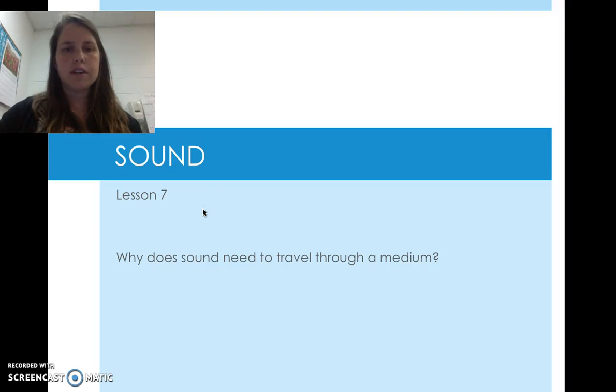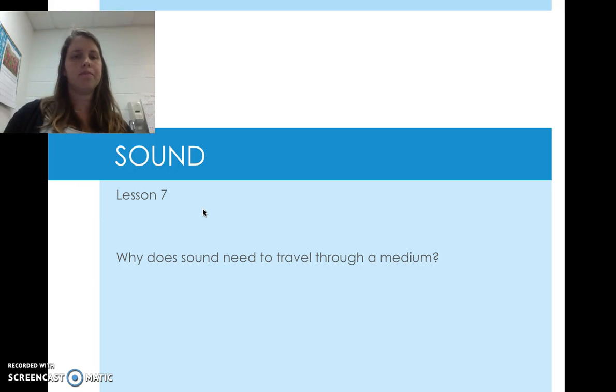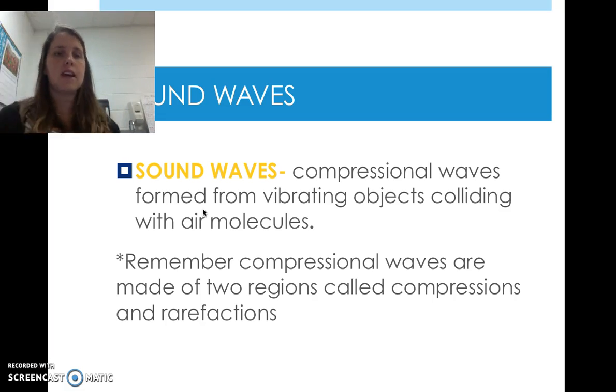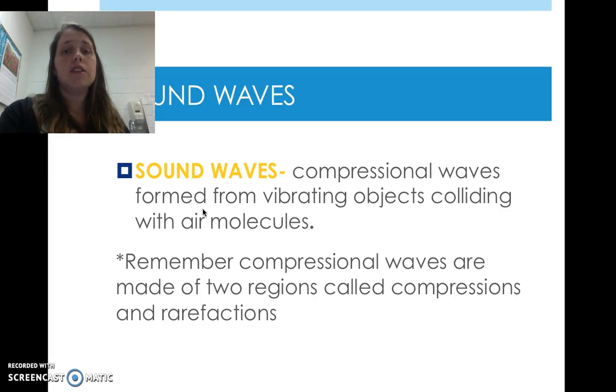All right, we are going to talk about sound and how sound travels through the air, or how sound travels through a medium. So sound waves are compressional waves, or longitudinal waves, unlike the transverse waves of the electromagnetic spectrum. So the waves that are responsible for us being able to see are different than the waves responsible for us being able to hear.